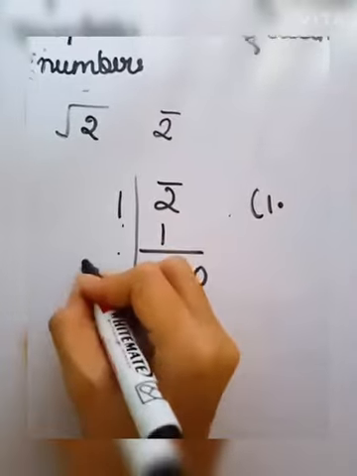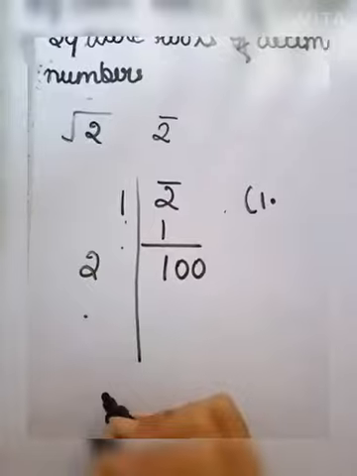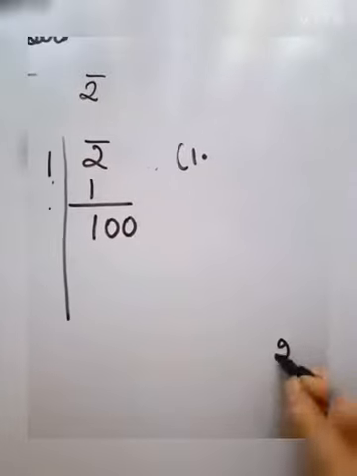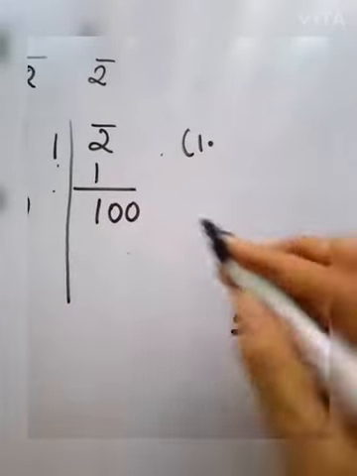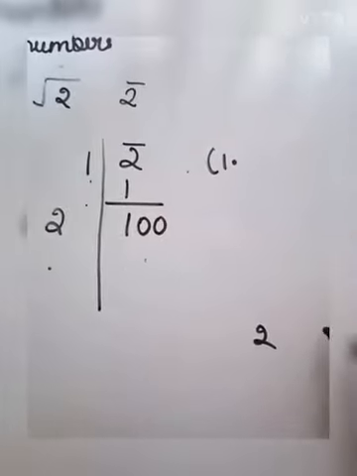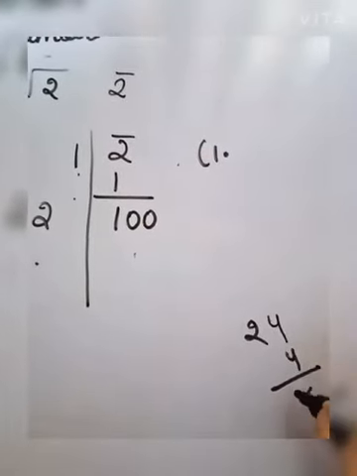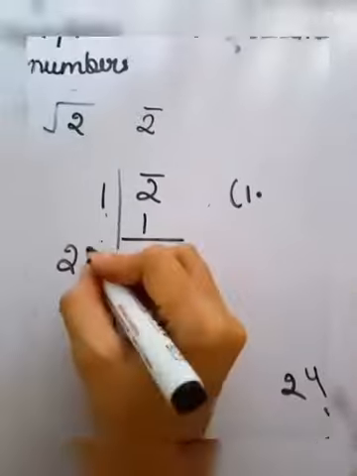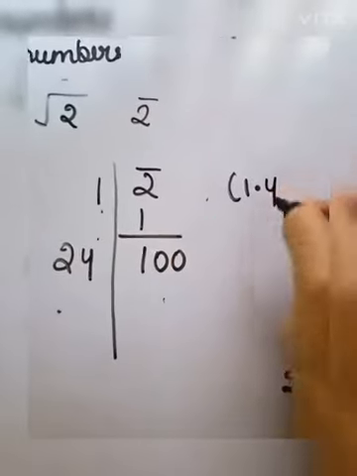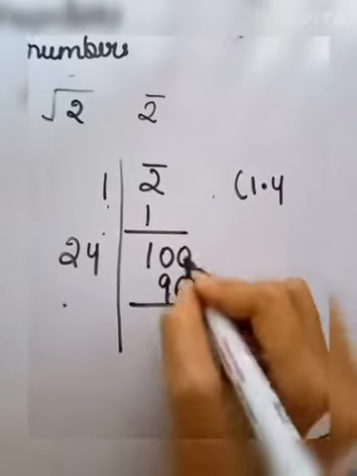Do the double of 1, it is 2. Now think of a number which we put after 2 and multiply by the same, then it will be near to 100. 4 4s are 16, 4 2s are 8 plus 1, 9. It will be 4. 96. Now again minus.